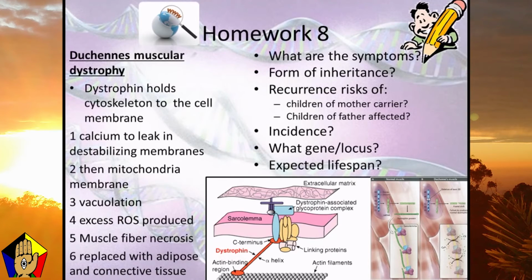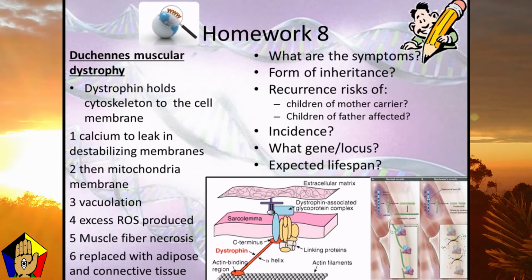So the next 2 slides I'm actually going to have you do on your own. This is a homework question. I'm going to have you look up Duchenne's muscular dystrophy. So muscular dystrophy causes a problem with something called dystrophin. And dystrophin is important because it helps hold the cell together. It holds the cytoskeleton to the cell membrane, so it gives support to the cell.